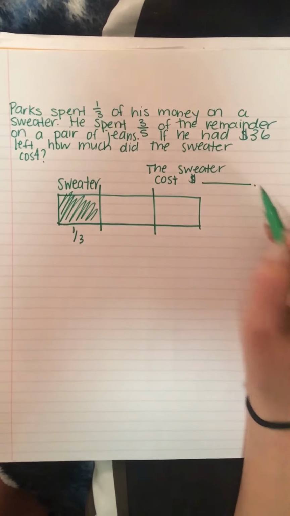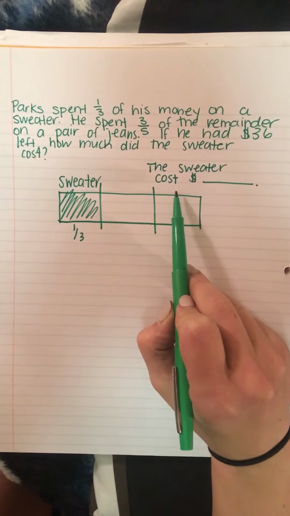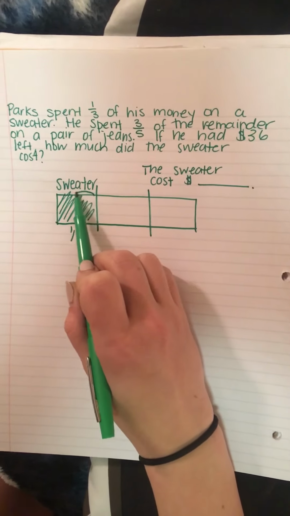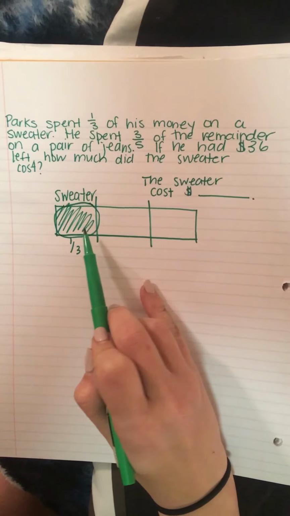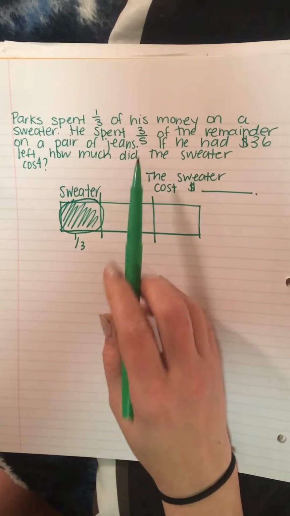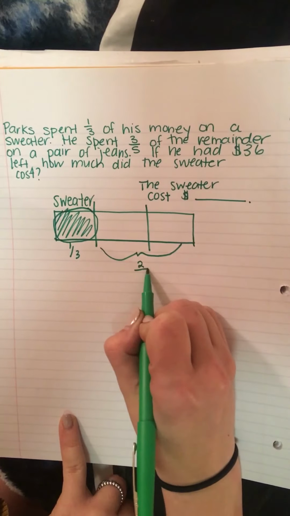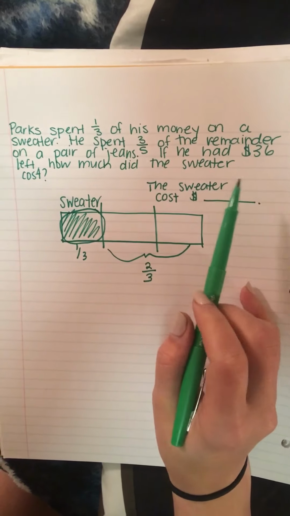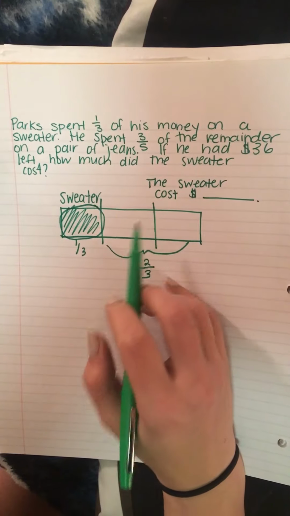I know at the end of this problem, my answer needs to answer the question, the sweater cost blank dollars. That means that I need to figure out how much this section cost. Now, I know that Parks spent a third of his money on a sweater before he spent 3/5 of the remainder, which is this whole section, which is 2/3, before he spent 3/5 of the remainder on a pair of jeans. Now, looking at this remainder, I know that Parks spent 3/5 of it.